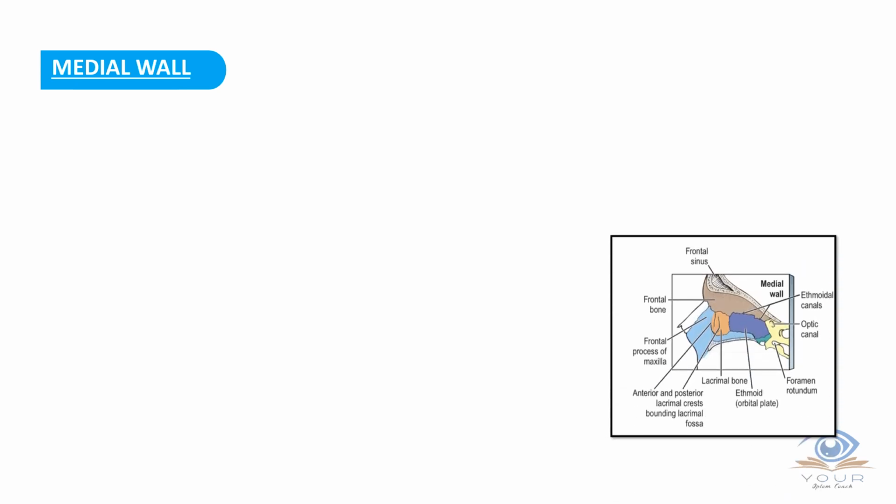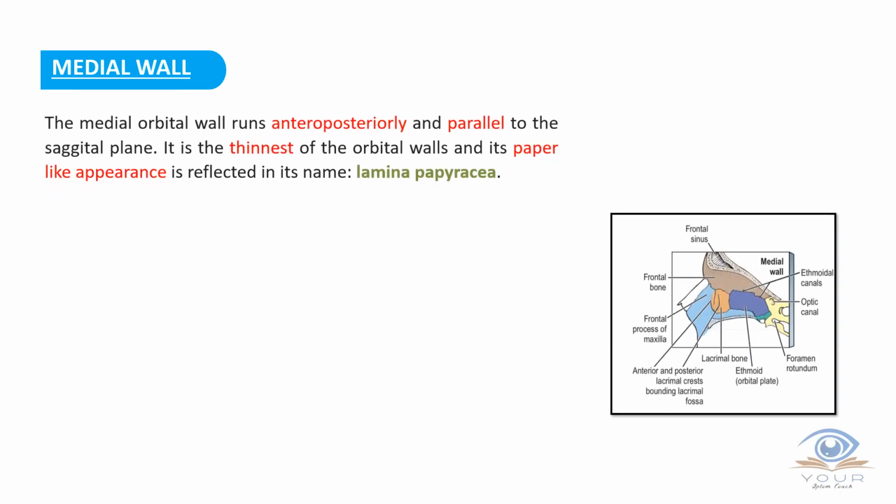So the next wall and the last wall we'll be discussing is the medial wall. The medial orbital wall runs anterior-posteriorly and parallel to the sagittal plane. It is the thinnest of all walls and its paper-like appearance is reflected in its name, that is lamina papyracea. So this is an MCQ point, why is it called this? Because of its paper-like appearance.